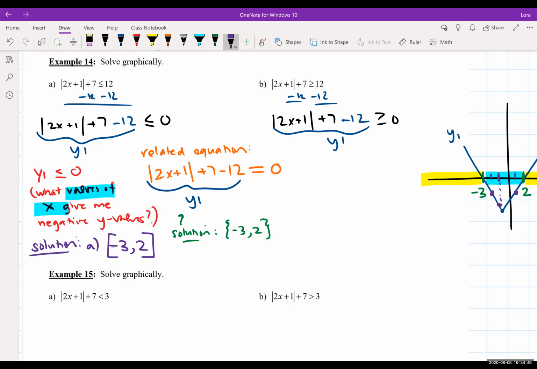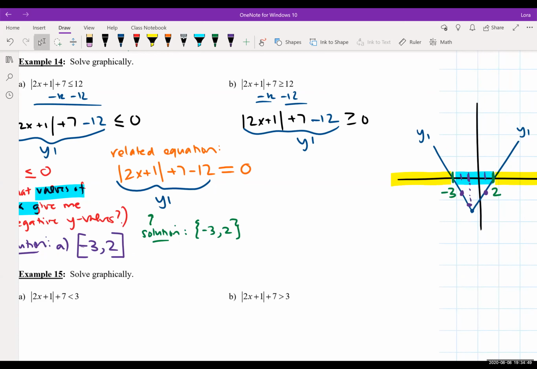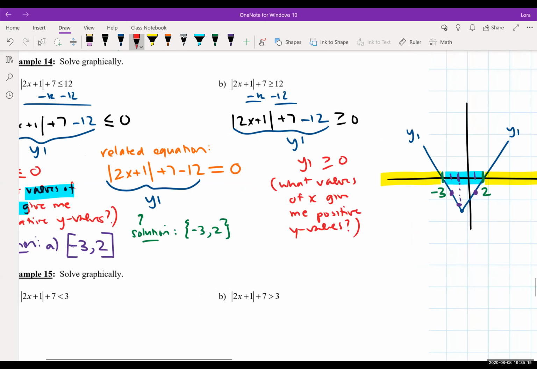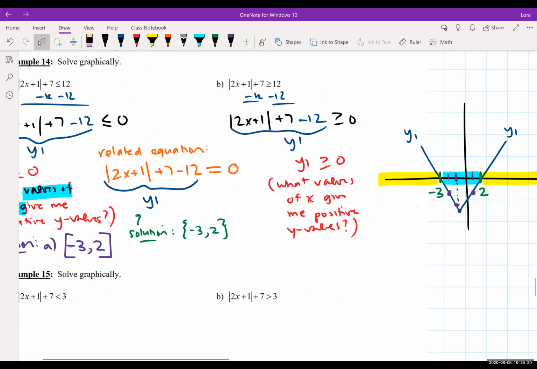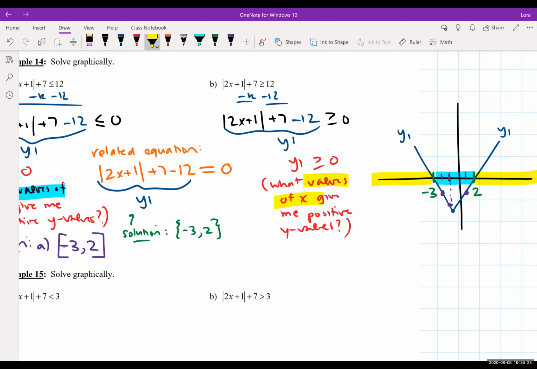Now, same story for part B. What's cool about part B is it's the same inequality. In this case, we are looking at y1 is greater than or equal to 0. So we would ask, what values of x give me positive y values? And when you're choosing, obviously it's not going to be the teal region because those are the ones that gave you negative y values. It's going to be the yellow region. So those values of x.